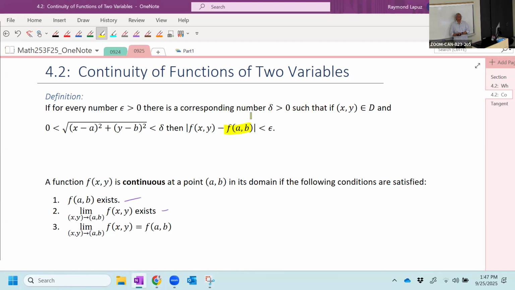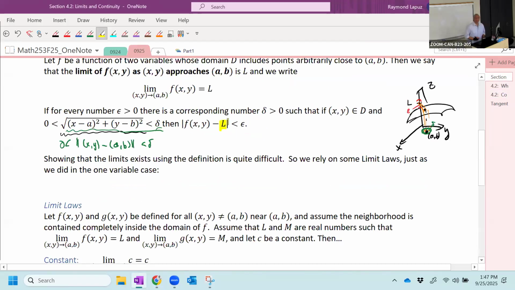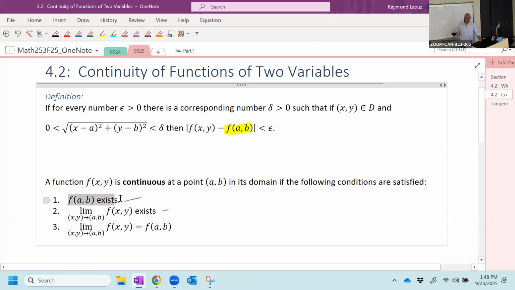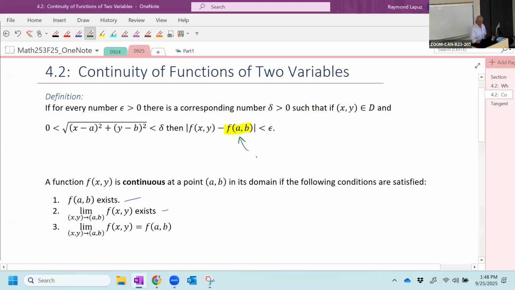f(a, b) exists, but for limits, it doesn't have to exist. Yeah, so for limits, the limit doesn't have to exist. And like Charles said, the f(a, b) here is not the same as here. Because for limits, we're not assuming that it exists, right? But for continuity, we better assume that it exists. And if it does exist, then it has to be equal to the limit. So the L that used to be here gets replaced with f(a, b). And that's what the limit is.